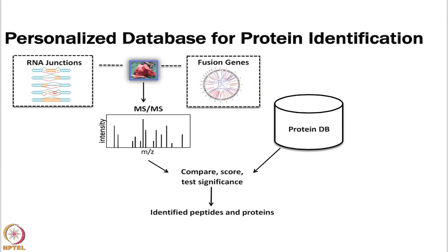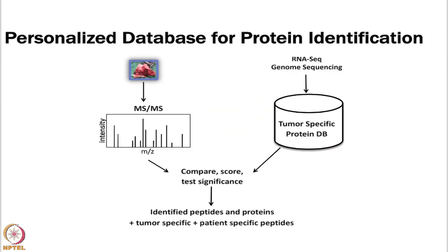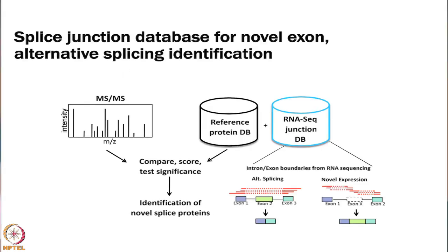So we can take our RNA-seq data and the information we get from that, including the junctions and the fusion genes, throw those into our database, and then we're able to find these tumor-specific proteins as well. So this is kind of the same. You could either have different new alternative splicing or even just completely novel expression.